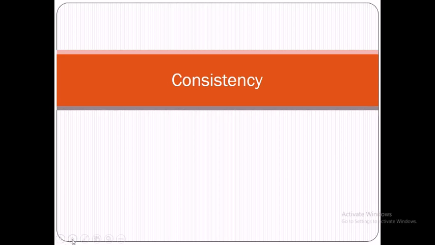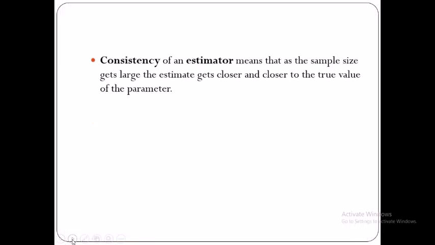Today we will learn about consistency. Now, consistency of an estimator means that as the sample size n gets large, the estimate gets closer and closer to the true value of the parameter. Okay, so what is consistency of an estimator? Consistency of an estimator is nothing but as n, your sample size, gets large, the estimate gets closer and closer to the true value of the parameter.